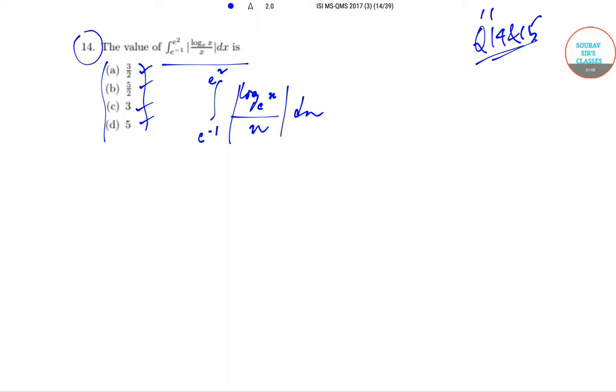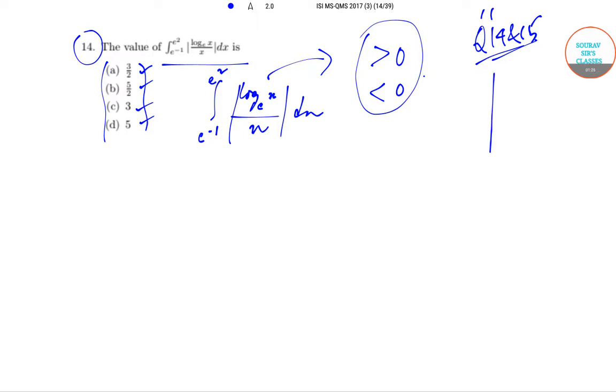In such a structure, when a mod is involved, we have to find out the range where this structure is greater than 0 and where it is less than 0. We have to find out these cases. We have to verify. So let's start out by drawing the graph of log of x to the base e, or in short ln of x, and x.